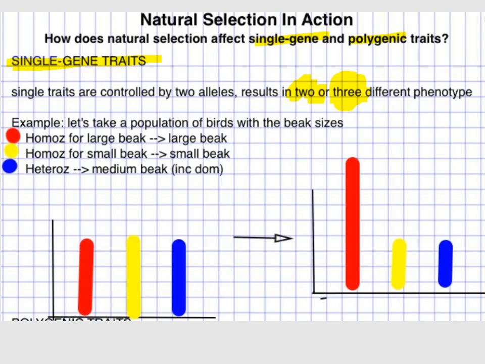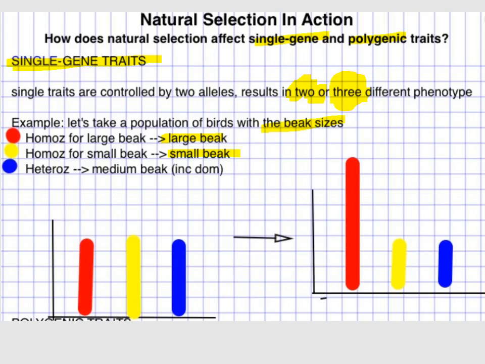So the example we're going to use is a population of birds with varying beak sizes. So the thing that's varying within the population that we're concerned about is beak size. We're going to use the red color to indicate birds that are homozygous for a large beak. And if they are homozygous, meaning they have two alleles for a large beak, they're going to have large beaks. We're going to use yellow to indicate birds that are homozygous for a small beak, meaning they have two alleles, both for small beak, and therefore they need to have small beaks because that's the only alleles that they have.